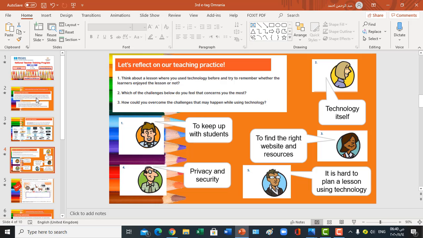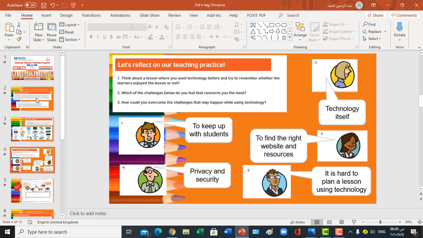Teacher number one said that keeping up with students is a big problem for him because the student may know more about using technologies than he does, and this could embarrass him in teaching because he doesn't know. But what is the solution for this? To keep in touch with using technology, to ask and to read, to research, to try to develop yourself to cope with your students in using technology.